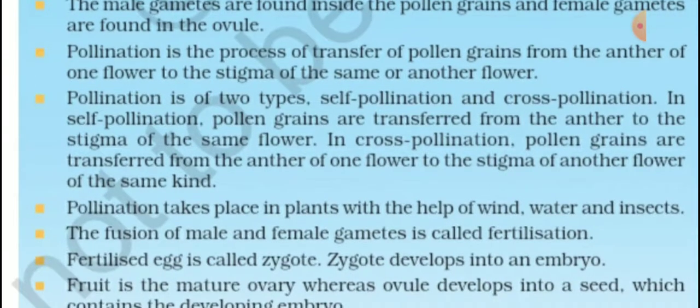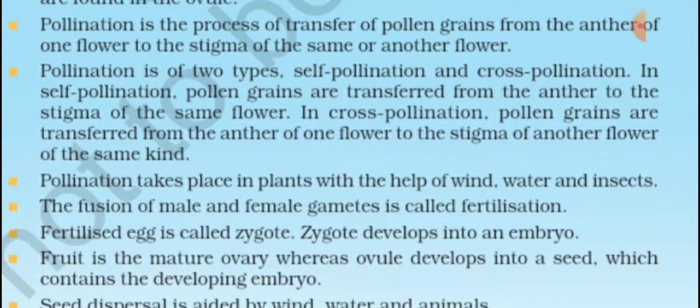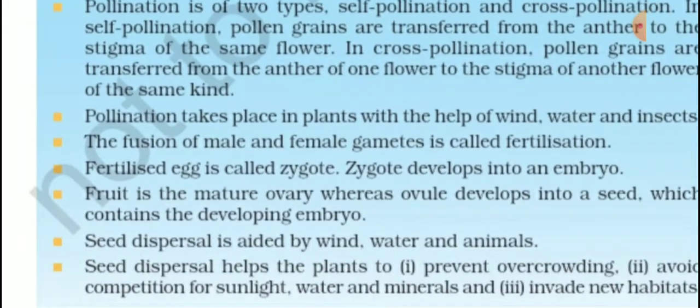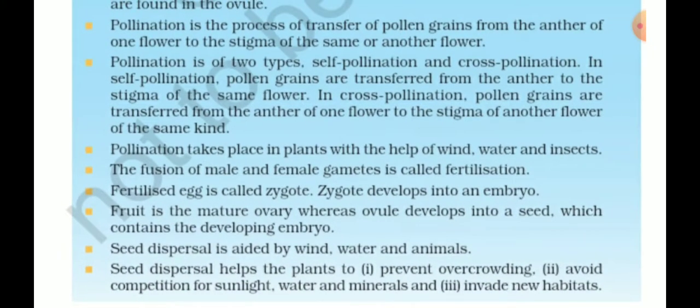Pollination is of two types. What are the types of pollination? Two types: self-pollination and cross-pollination. In self-pollination, pollen grains are transferred from the anther to the stigma of the same flower. In cross-pollination, pollen grains are transferred from the anther of one flower to the stigma of another flower of the same kind. Next, pollination takes place in plants with the help of wind, water and insects.